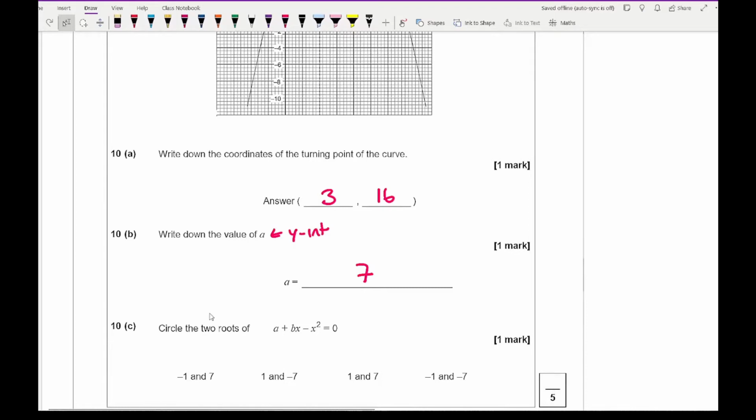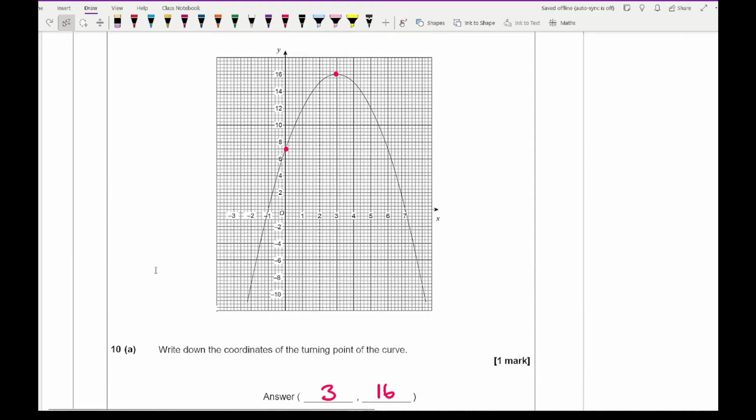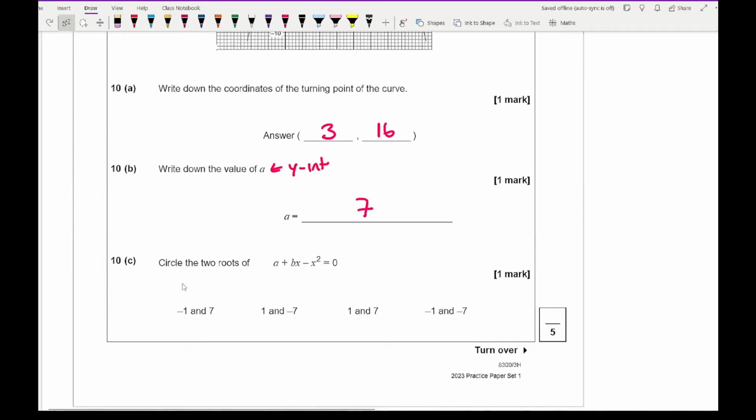It then says circle the roots of a plus bx minus x squared equals 0. And the roots are basically where it crosses the x-axis. So it's going to be at -1 and 7, which is our first option.